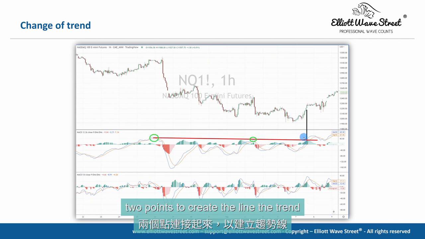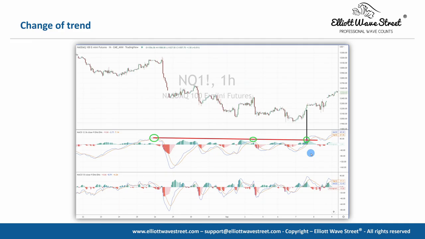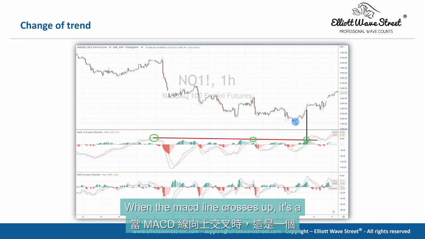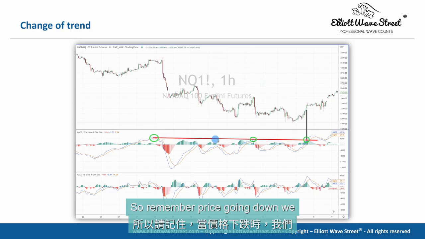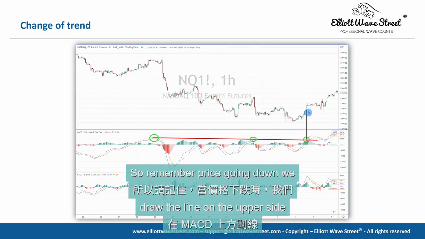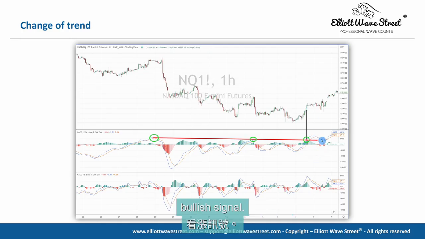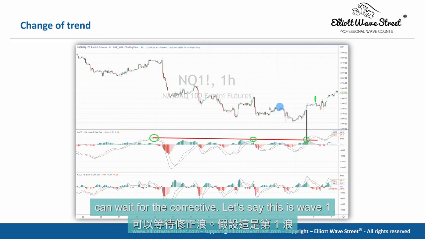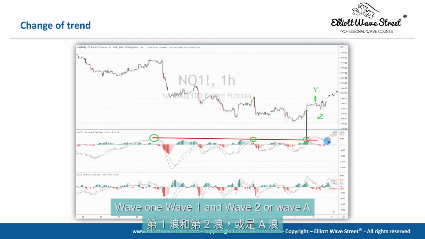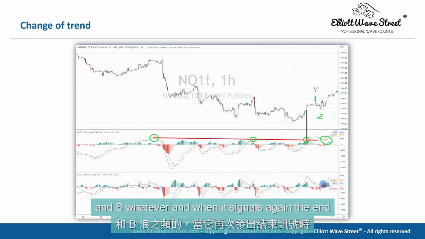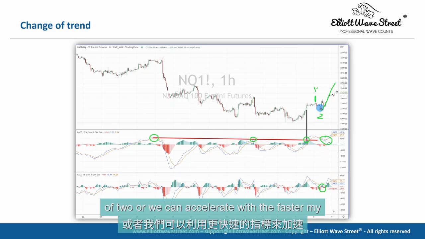When the MACD line crosses up, it's a bullish signal. So remember, price going down, we draw the line on the upper side of the MACD. When it crosses, it's a bullish signal. Of course, after that cross, we can wait for the corrective. Let's say this is wave 1 and wave 2, or wave A and B, whatever. And when it signals again the end of 2, or we can accelerate with the faster MACD, we can trigger the trade.